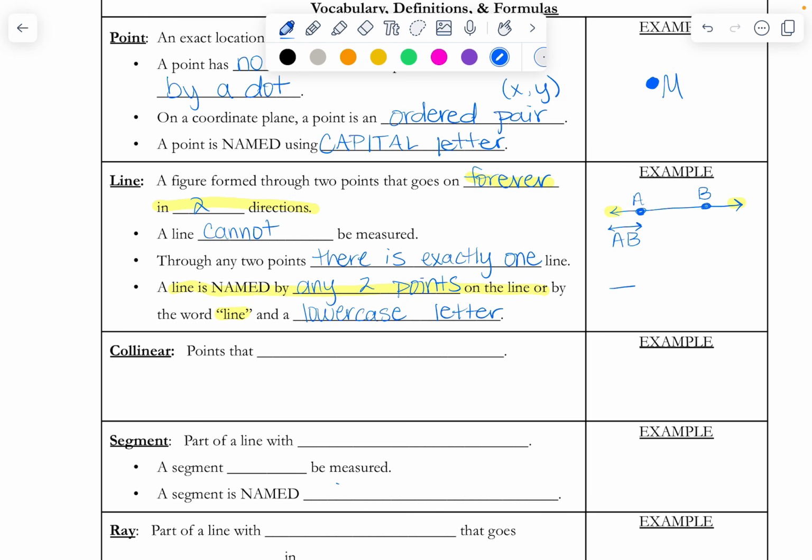Another way that you can label a line, if I draw another line, still including my arrows, you can label it with a lowercase letter, and you have to include the word line. So instead of putting points on this line, I'm going to just call it M. I didn't put that on the line, I just kind of hovered it over the top. When I name this line, I can call it line M. Okay, so depending on how your lines are labeled, you can name them either way.